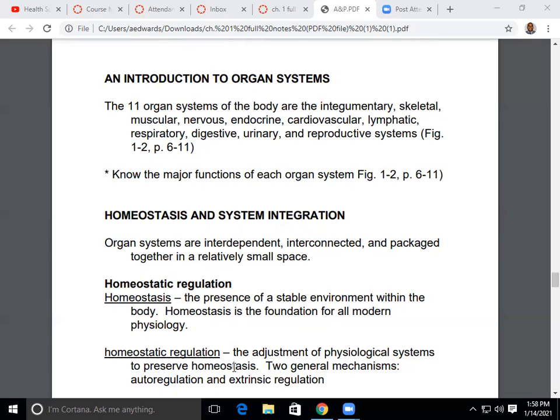So reproductive systems, male and female. So that's all the organ systems. For the sake of AMP1, we focus on integumentary, skeletal, muscular, and nervous. Okay. So the rest of those organ systems are covered in AMP2. All right. You'll get a quick overview in lab on all of them.